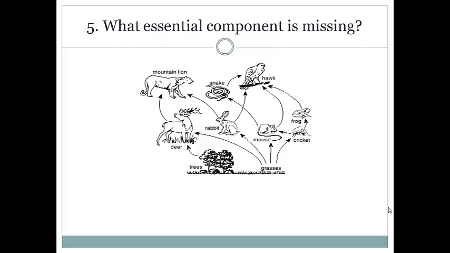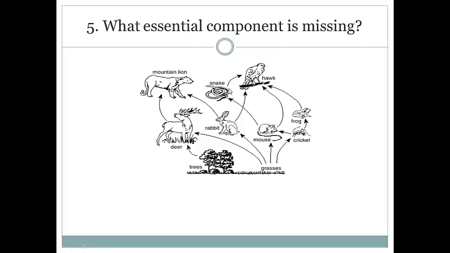So the next question asks, what essential component is missing from this ecosystem? Down here at the bottom, we've got our trees and grasses. Those are my producers. And then I've got my deer, rabbit, mouse, and crickets. Those guys are going to be consumers. The mouse, since it also eats the cricket, would be a secondary consumer. Same thing, the frog is also a secondary consumer.